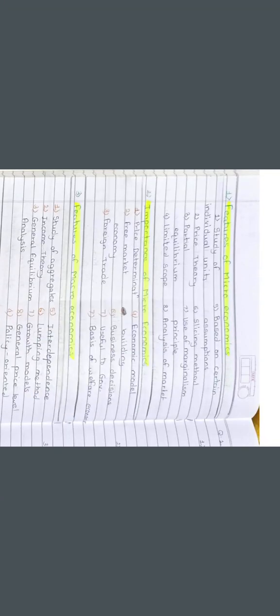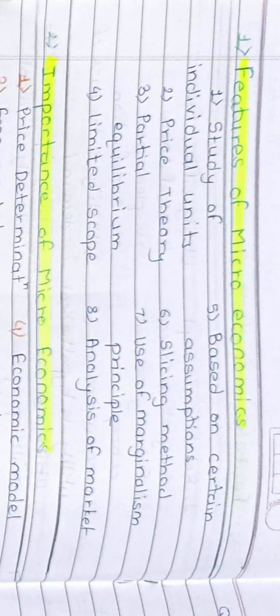First is features of microeconomics. Now, let's see the features: study of individual units, price theory, partial equilibrium, limited scope, based on certain assumptions, slicing method, use of marginalism principle, analysis of market.